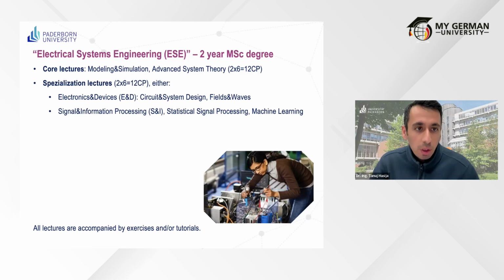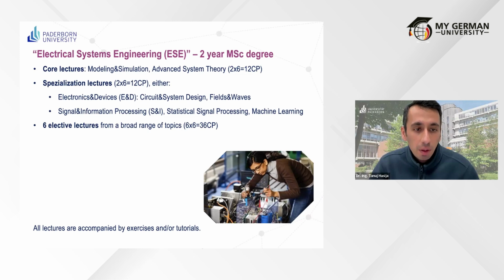All the students have to choose one of the specializations. One is electronics and devices, which is focused more on hardware and power electronics, which again has 2 mandatory courses: circuit and system design, and fields and wave theory. The other specialization is signal and information processing, which I also chose when I came here as a student, which focuses on statistical signal processing, machine learning, and data science as well.